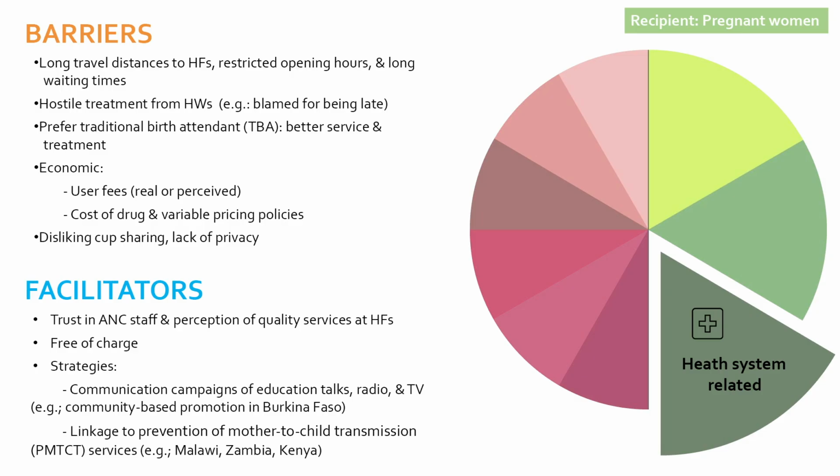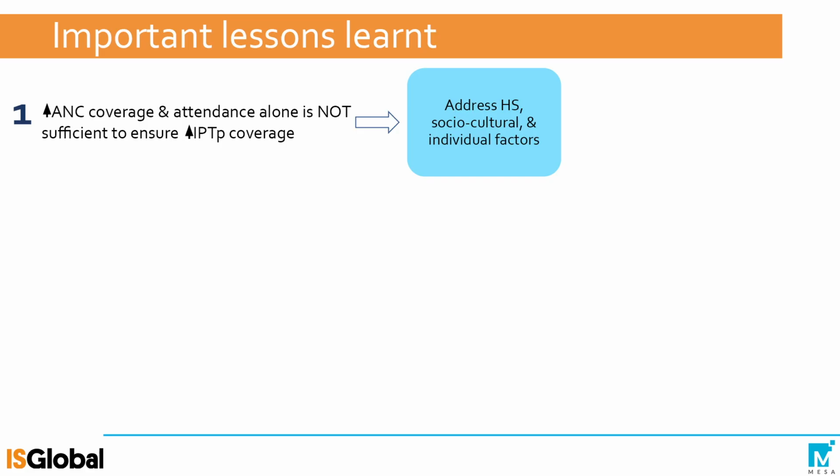And then the opposite for the facilitators is trusting the ANC staff and having quality services at the health facilities, and the fact that the drug is free of charge. And some strategies that have worked are communication campaigns on TV, radio, or even linking to other prevention services at ANC. So the lessons learned from this review were, first, like we said at the beginning, having high ANC coverage is not enough to have a good IPTp coverage.